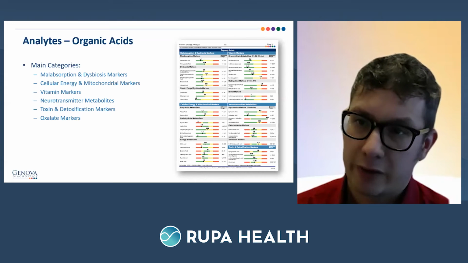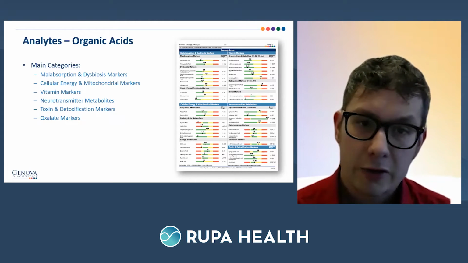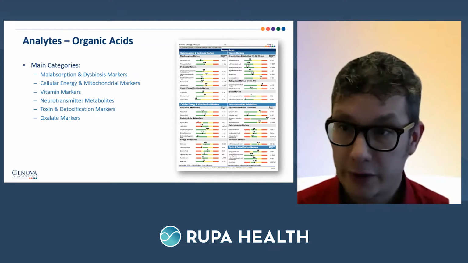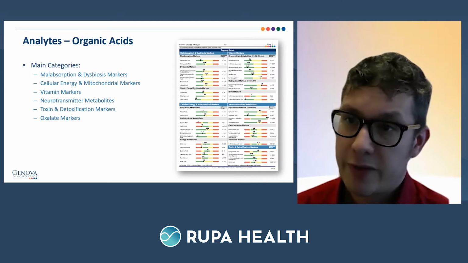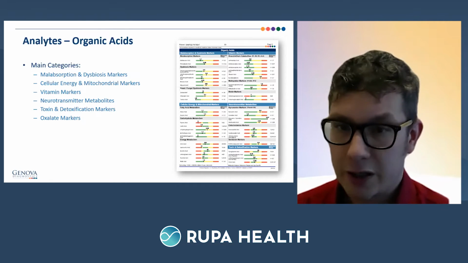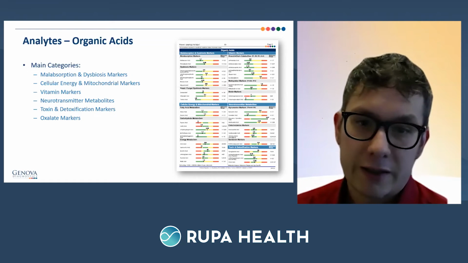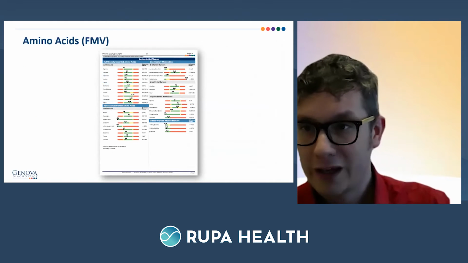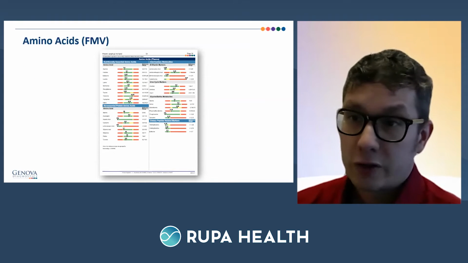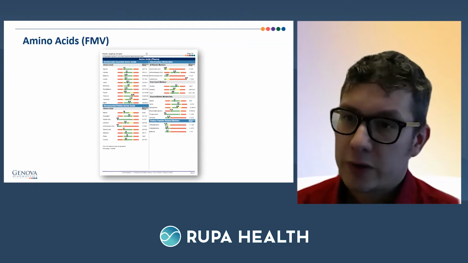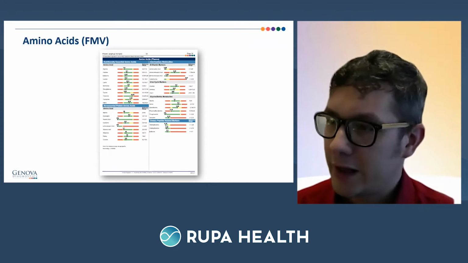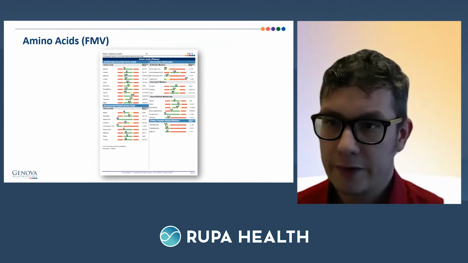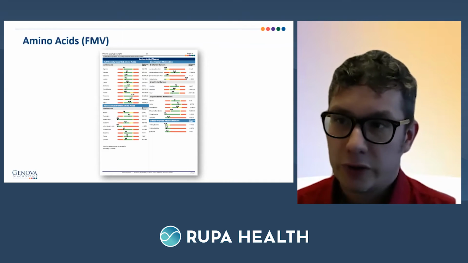So some tell us a little bit about gut function. Cellular energy and mitochondrial markers, which is going to be a big part of what we focus on when we're thinking about mitochondrial dysfunction. Vitamin markers, certainly, and there's some things within there that can point to some changes in energy demand. Neurotransmitter metabolites, toxin and detoxification markers, and lastly, oxalate markers are all part of the organic acid section. And again, if you want to learn more about that, there's a lot of different resource materials we have on our website. Each one of these analytes, we've done a deep dive, thoroughly evaluated what the significance is of those analytes. And so that's a great tool to look at.